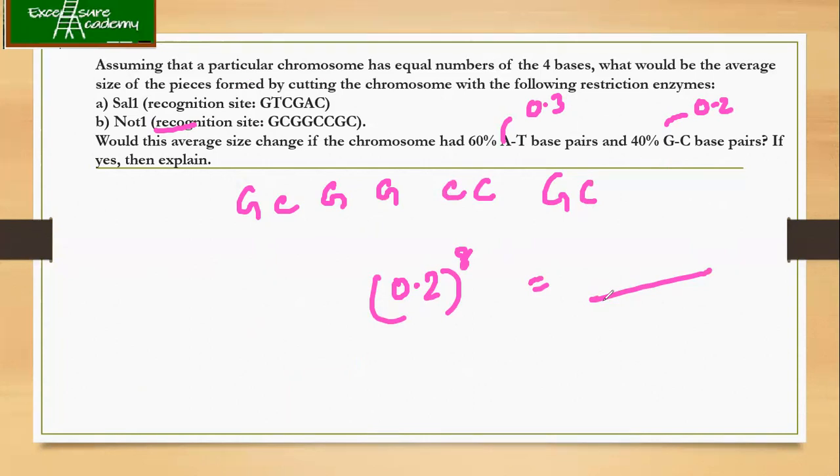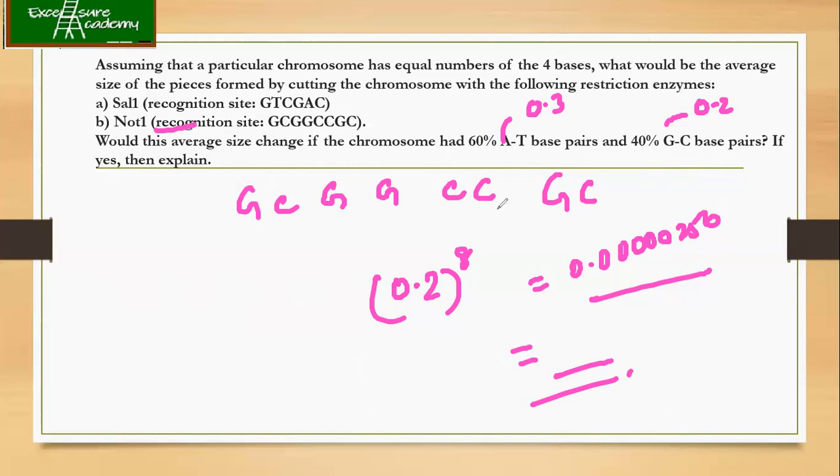Let's just calculate this. We are getting something around 0.0000256. And if you take 1 upon this value, you will get certain values. In the same way, you can calculate this also. So this is how you are going to do your numerical if such questions come.